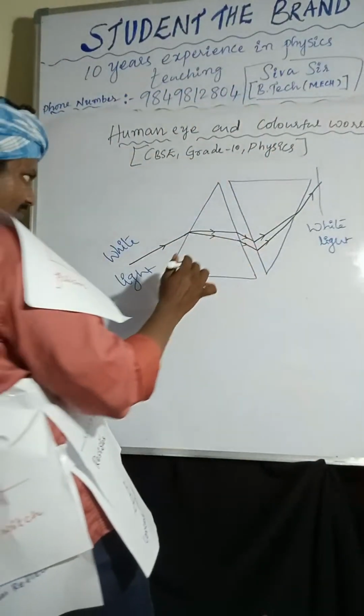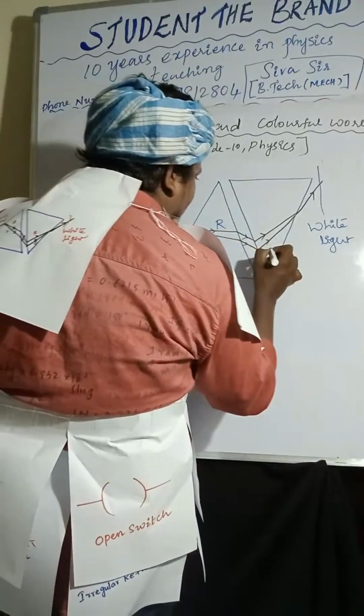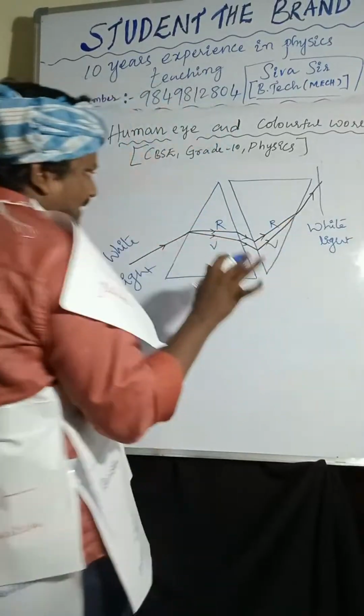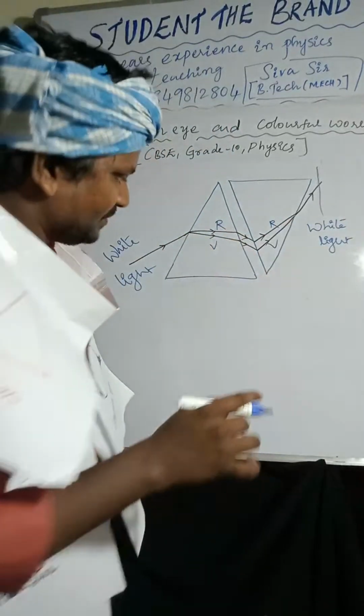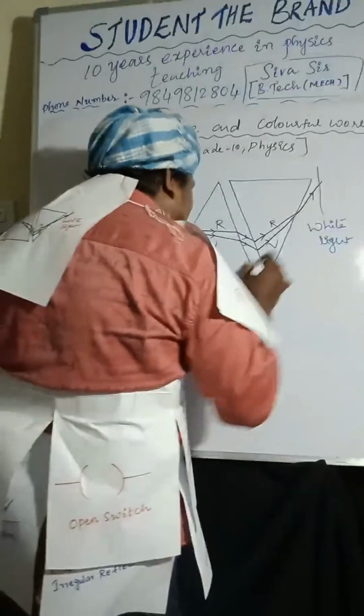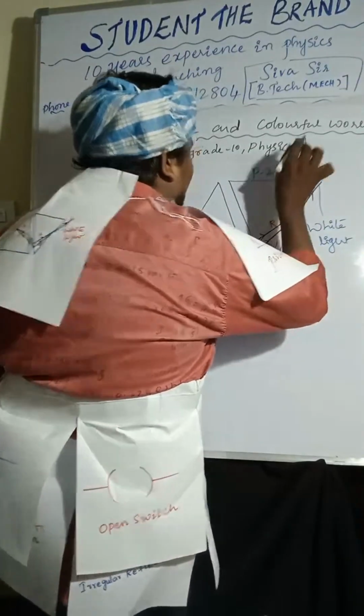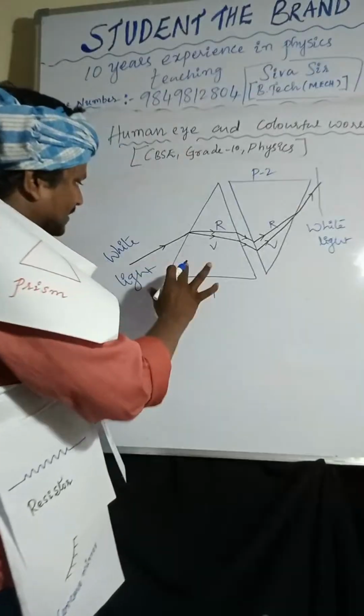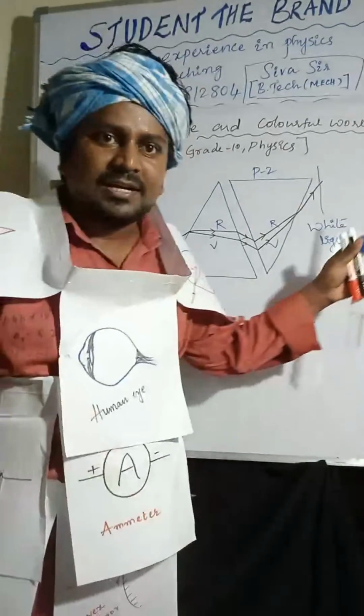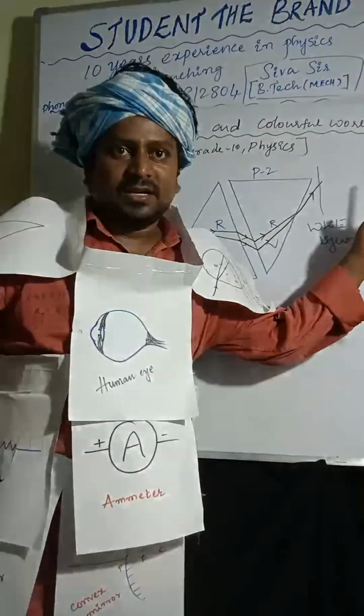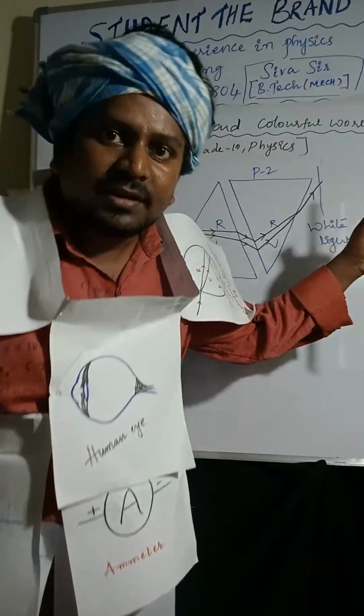So this is white light and red color. This is prism one. This is prism two. When white light passes through the prism, it's split into 7 colors.